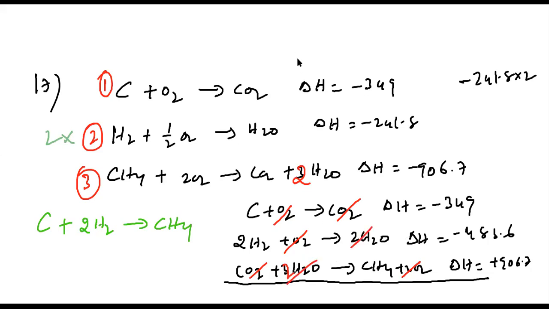And finally, what is left over here? We will get the equation C plus 2H2 gives rise to CH4. And the delta H value will be, finally, 74.1 kilojoules. Students, please take the screenshot.